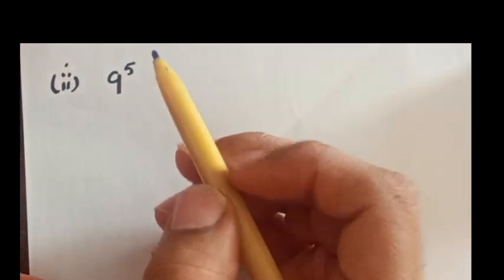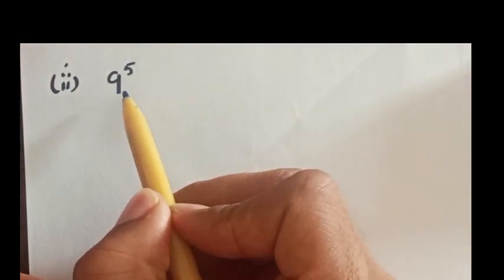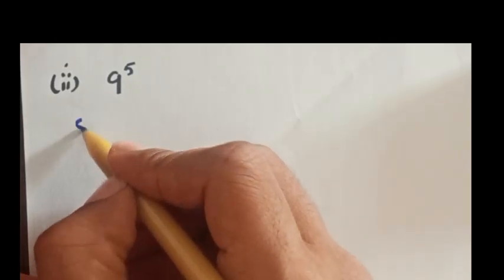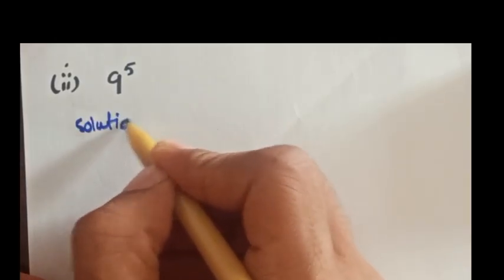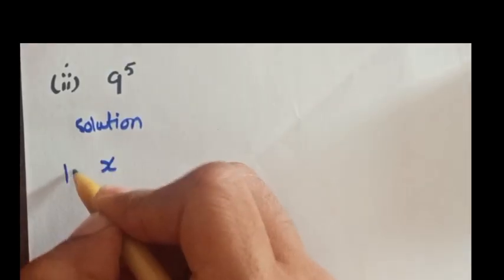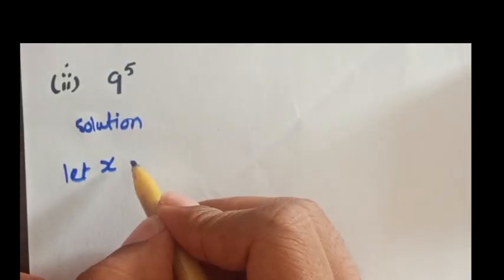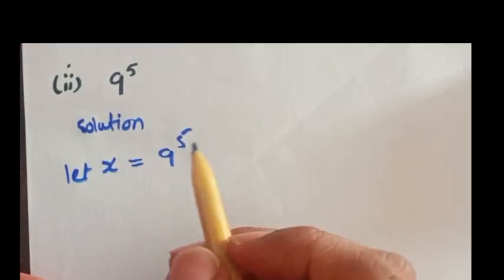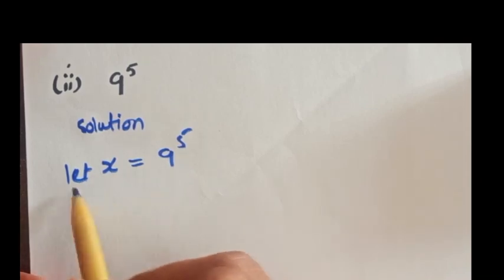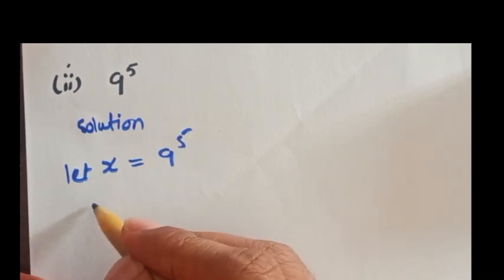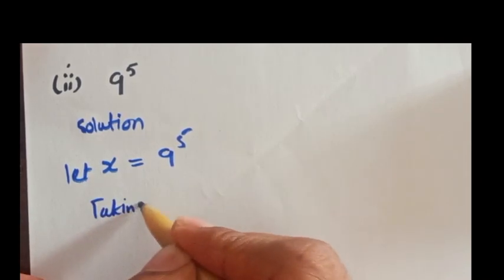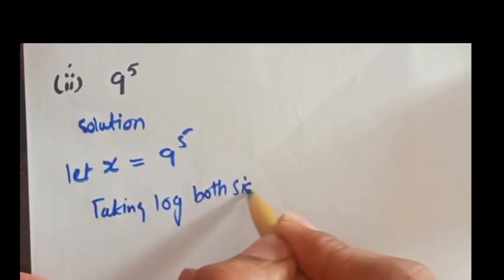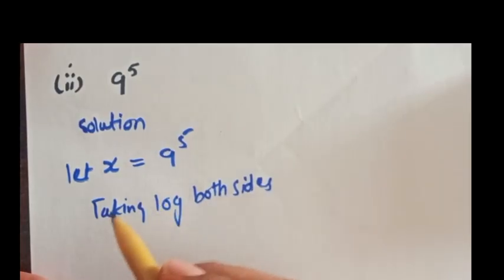Okay, let's come towards another question: 9 power 5. I am supposed to find the number of digits in it. In the solution, let x be my number, x is 9 power 5. Now I will take log on both sides.